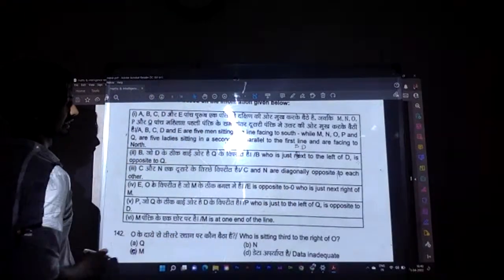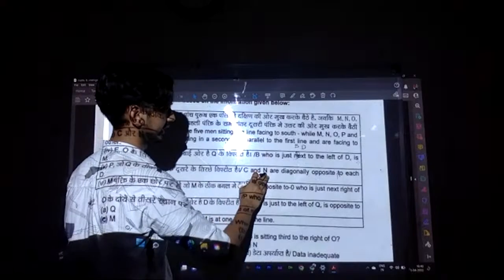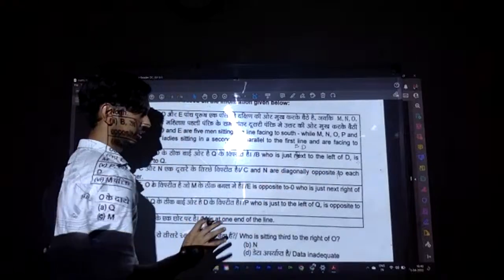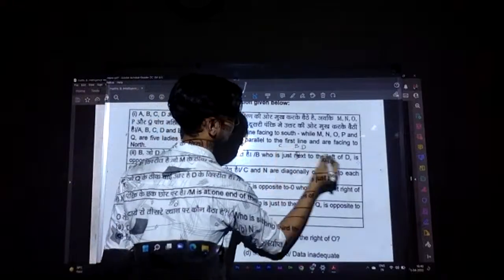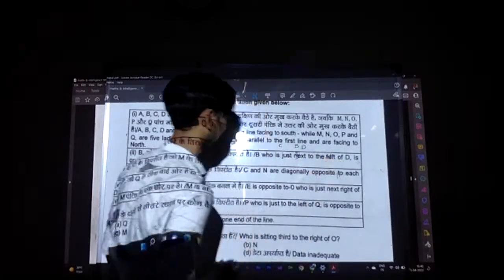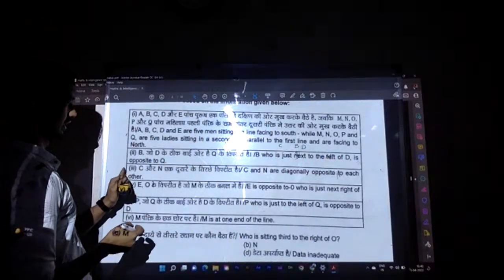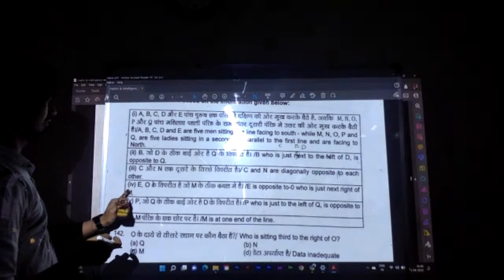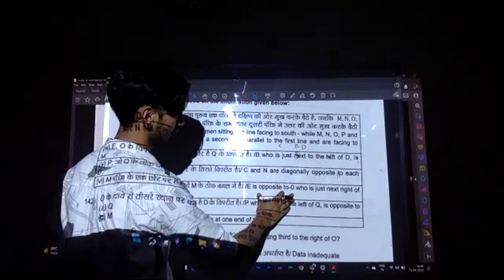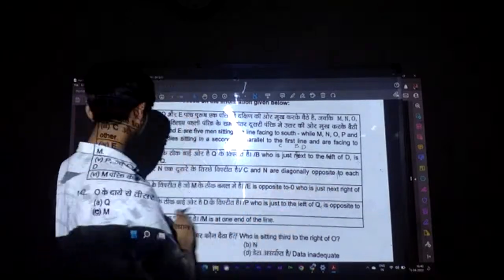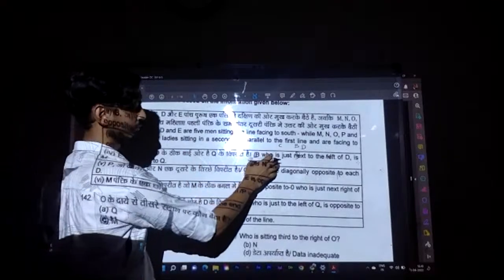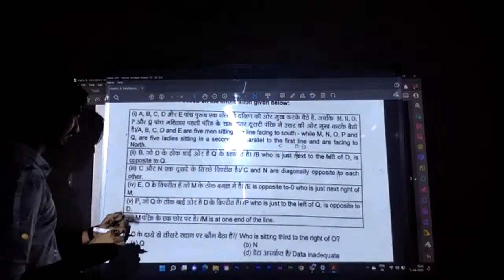When you look at the second statement, C and N are diagonally opposite. Diagonally opposite means they are at the ends of one another. And in the fourth, E is opposite to O, and O is just right of M. So we don't have O, E, and M yet, so we will go to the next statement.